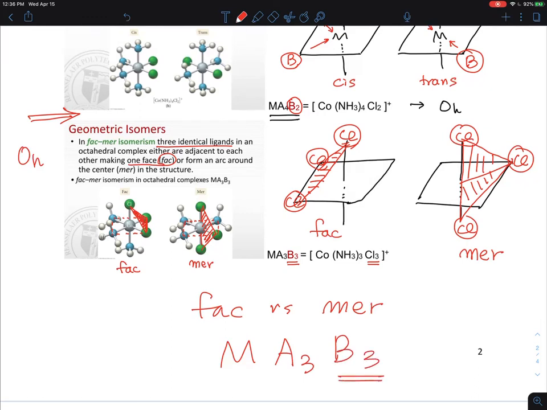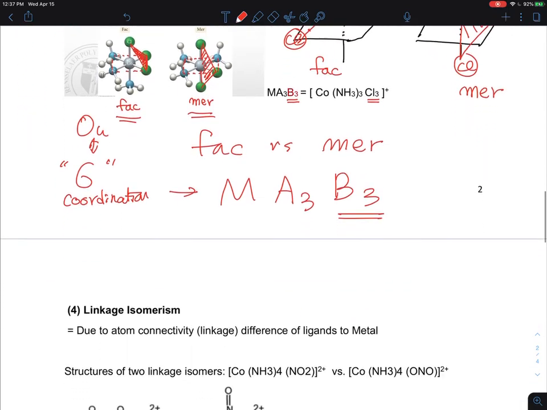Okay, so once again, FAC versus meridian mer isomers is coming from a metal coordinated with three ligands. So the three ligands' arrangement is the important characteristic, and because this is a 6 coordination, we call this an octahedral, and that's why you are seeing these two different types of isomers. Okay.